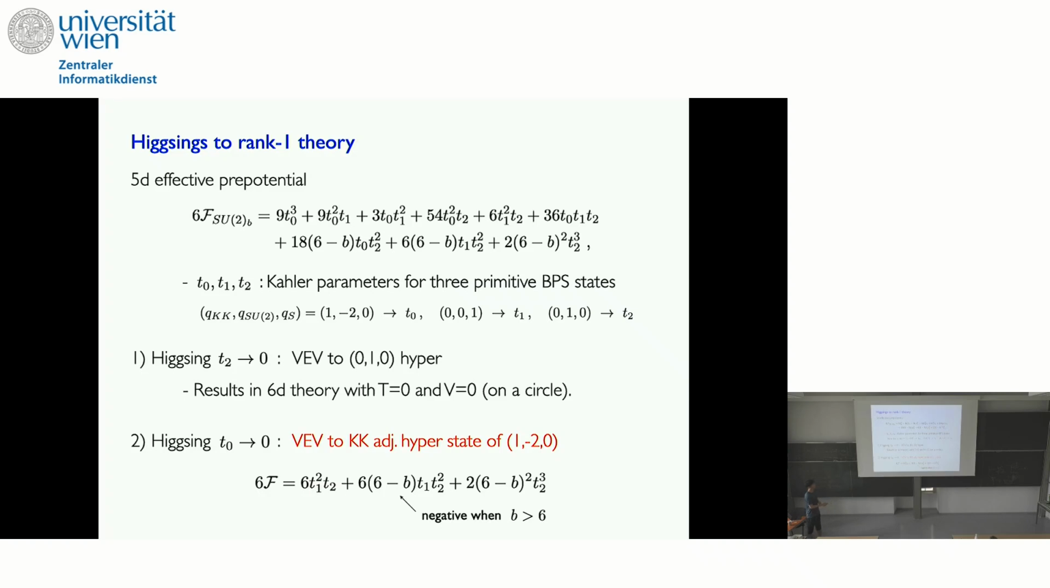So we end up with the theory with a tensor and vector multiplet compactified on a circle. And as you see, if the T2 parameter for this hypermultiplet is sent to 0, then we have this prepotential that agrees with the prepotential for this elliptic P2 model. And the second Higgsing is more interesting. So we can give a vev to the Kahler generator of the adjoint hypermultiplet state with this charge. That corresponds, in the prepotential language, to sending T0 to 0, and then you get this prepotential. Okay? After circle compactification, you can give a vev to the KK state, then you end up with this prepotential.